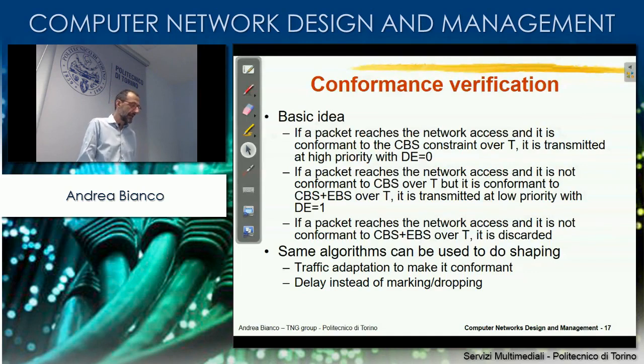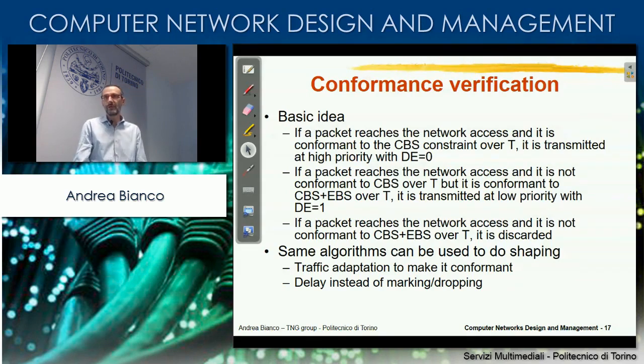If instead the packet reaches the access and it is not conformant to the CBS, the committed burst size, but it is conformant to the CBS plus EBS over T, it is transmitted as a low priority packet with the bit set to 1. If a packet instead reaches this access point and it exceeds the summation of CBS plus EBS, it is discarded. I'm not sure I said something correct about the second point, but what is written here is instead correct. So it exceeds CBS, but is below CBS plus EBS, it's low priority. If it exceeds CBS plus EBS, it's discarded at the network access.